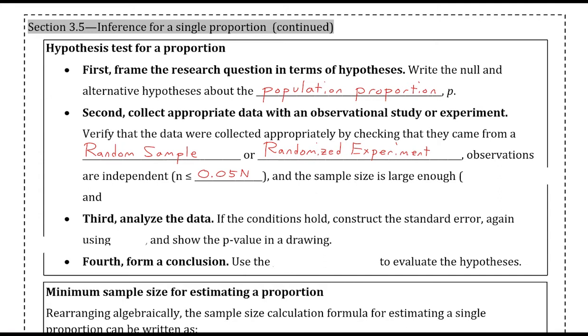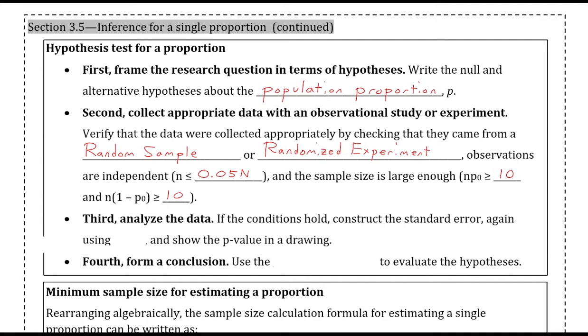And lastly, we want to also make sure the sample size is large enough. We have two checks for that. We're going to see if n times p sub 0 is greater than or equal to 10, and also that n times 1 minus p sub 0 is also greater than or equal to 10.